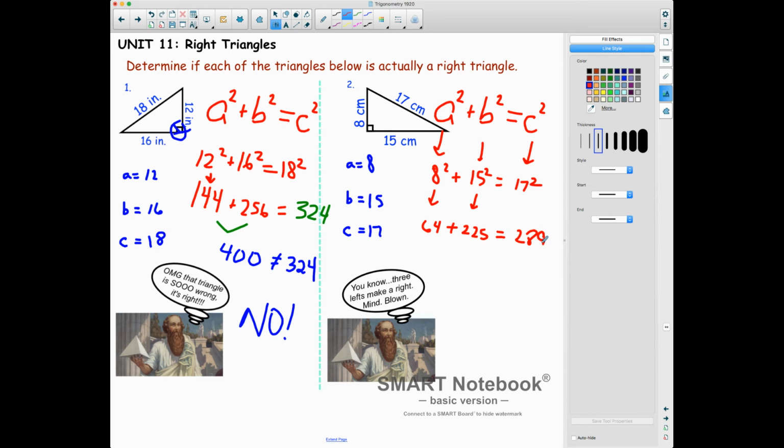And this is the moment of truth or falsehood. Add those together. 64 plus 225 is, in fact, 289. Samesies, we have twinning, which means we have a right triangle. So this is fine. And we say, yes, it's a right triangle. All right, good. Nexties.